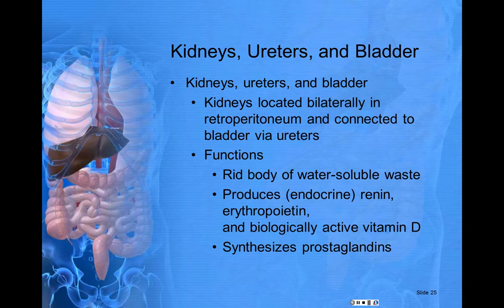Functions of the kidneys, ureters, and bladder: to rid the body of water-soluble wastes, and as part of the endocrine system, to produce renin, erythropoietin, and biologically active vitamin D. So patients who have chronic renal disease will oftentimes have problems with erythropoietin and vitamin D, and anemia. It also functions to synthesize prostaglandins.